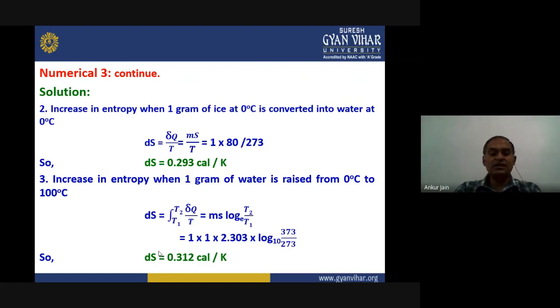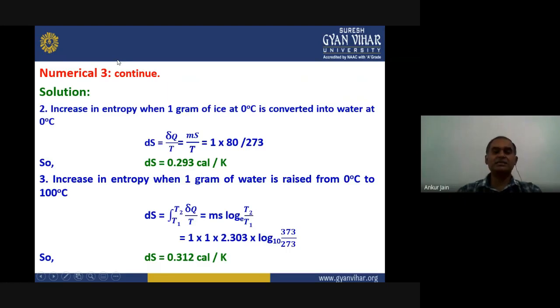Now the second part of this question: first it converts from minus 10 to 0 degree, that is for ice, then ice will convert to water at 0 degree, then this water will increase the temperature from 0 to 100 degrees. So we have to split it into several different steps.